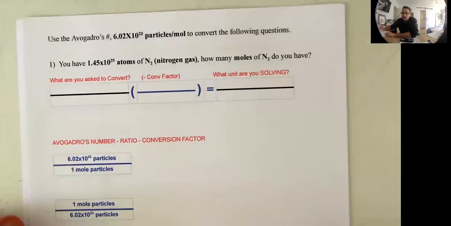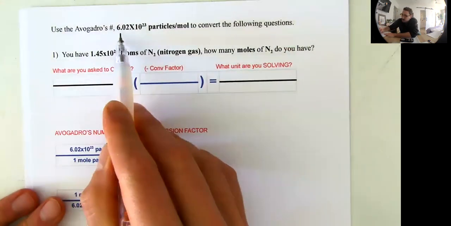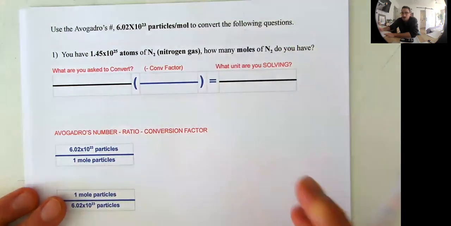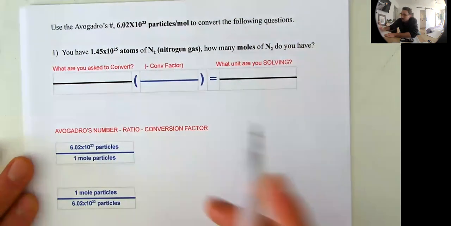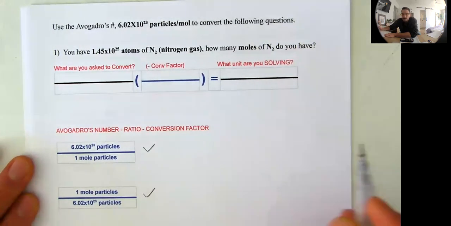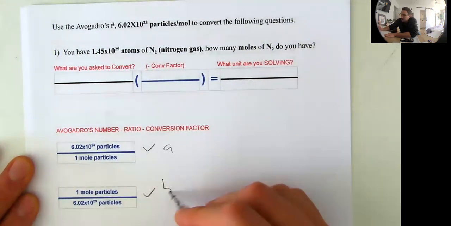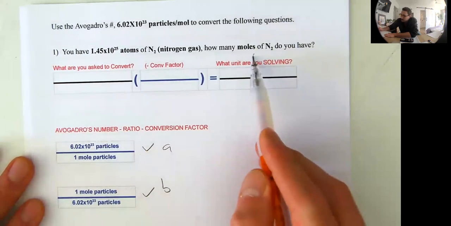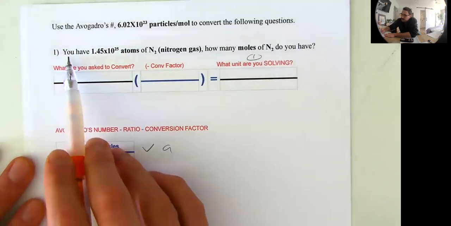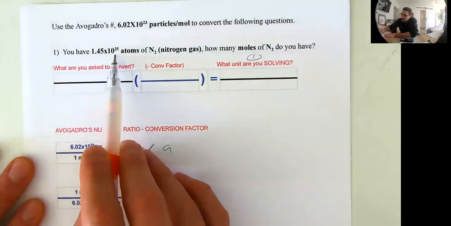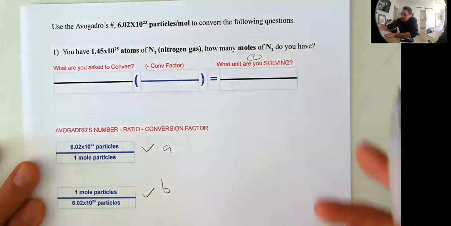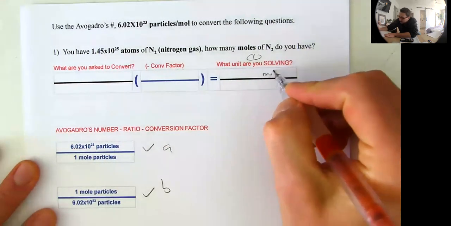All right, let's do some practice problems. Here it goes. So using Avogadro's number, which is 6.02 times 10 to the 23rd particles per mole, we're going to convert the following questions. Okay, we're either going to use this one or this one. We'll call this A or B, and I'll ask the question. So step 1, what are we solving for? The question says if you have 1.45 times 10 to the 25th atoms of nitrogen gas, how many moles of nitrogen do you have? So we are solving for moles of nitrogen.